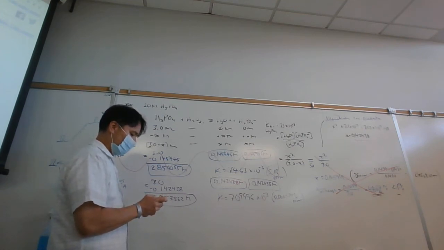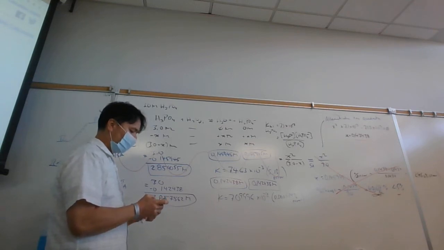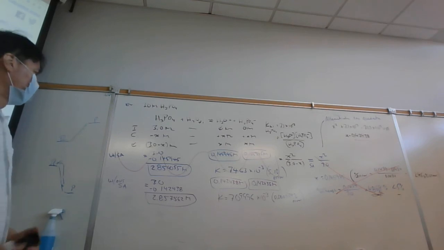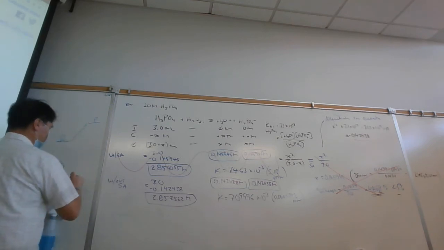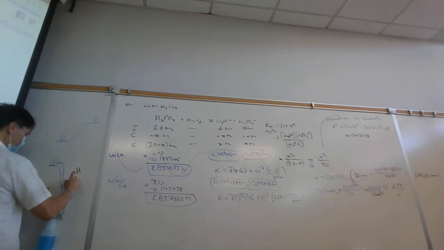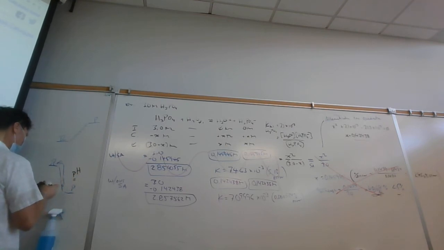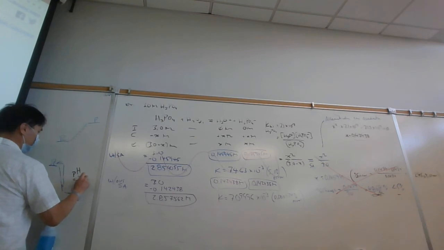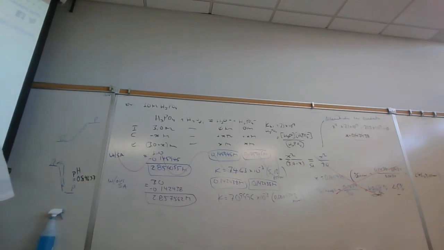0.142438, which is 0.84637. So if I stop here, the pH would be equal to 0.84637. So what we're going to do is we're going to see how much additional hydronium I will get from step 2, and if it changes the pH.